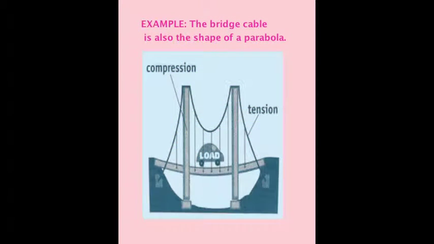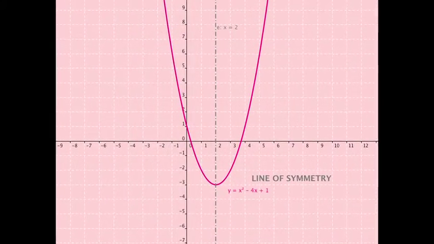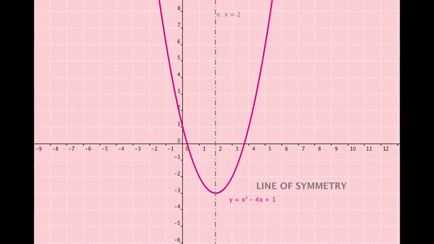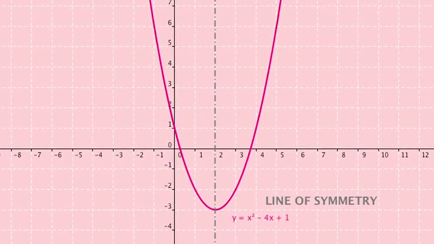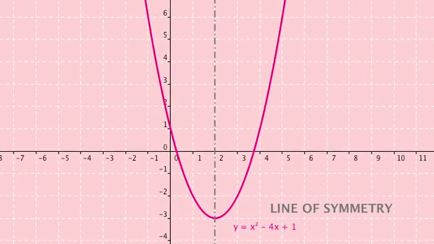A parabola is the graph of a quadratic function. Parabolas are U-shapes, which would look like a rainbow or even a bridge. The axis of symmetry is the line that divides a parabola into two parts that are mirror images. In this case, the line of symmetry is x = 2.